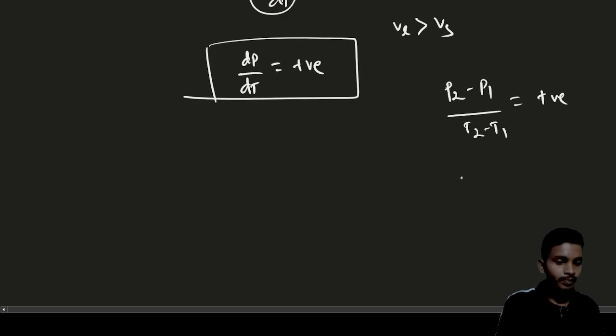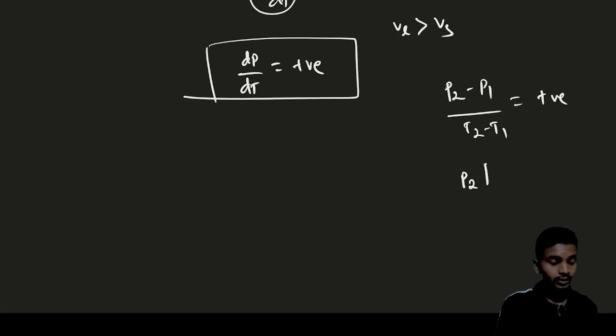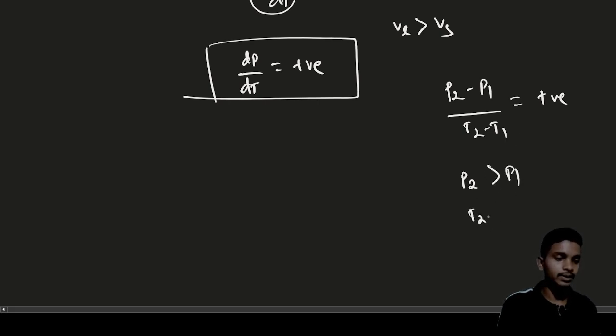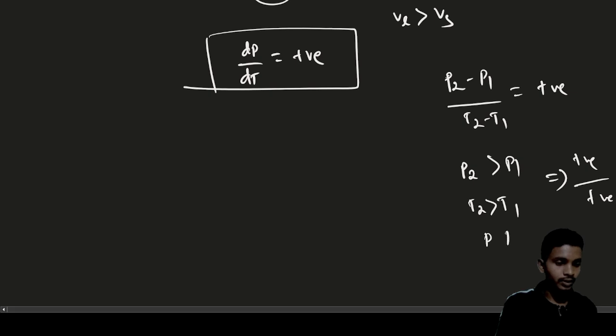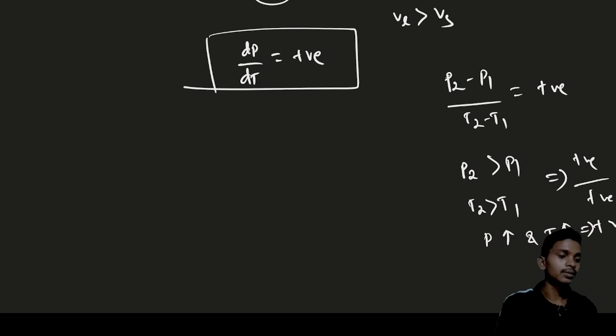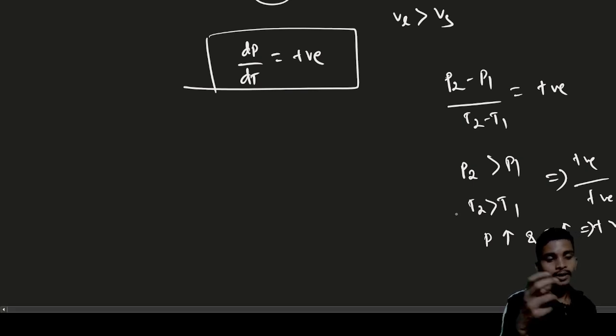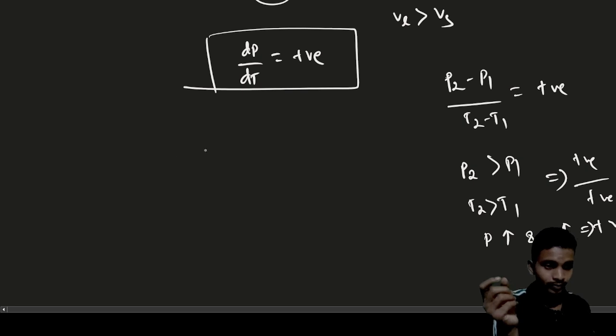We will get it when pressure P2 is more than P1 and T2 is more than T1, then this value will be positive and this value also positive, then the total is positive. So it says that if you increase the pressure, you also have to increase the temperature, and then we get the positive slope value. So in this case we have to increase both pressure and temperature.